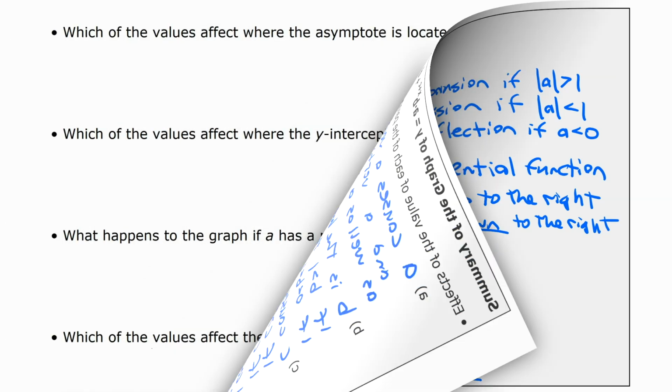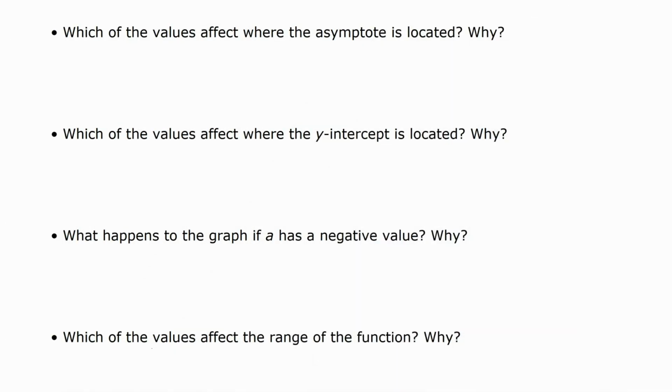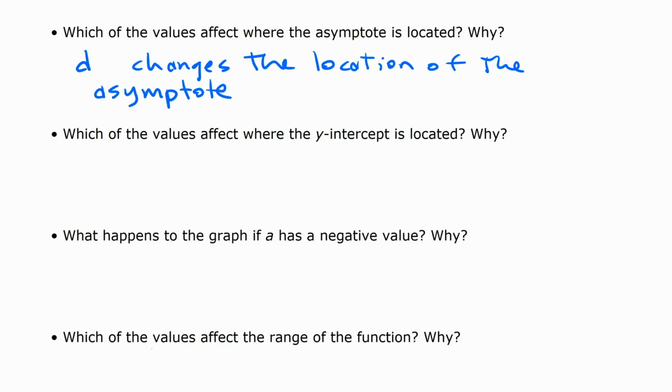All right. Now, before we're done, we're going to think about how these values might affect the various aspects of this graph. First of all, which of those values affect where the asymptote is located? Well, the asymptote is affected when the function is shifted up or down. It's not affected by changing the base. It's not affected by shifting it side to side. It's not affected by vertical compressions or expansions. It's affected by vertical translation, so that's the value of d on the end. That changes the location of the asymptote.